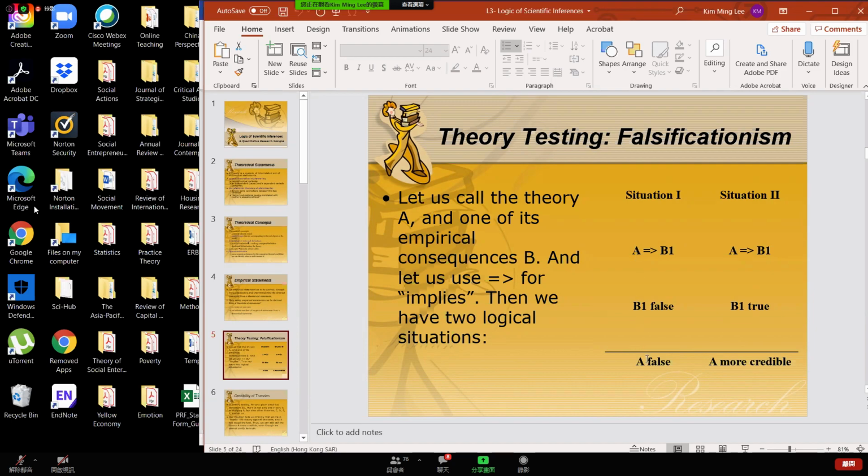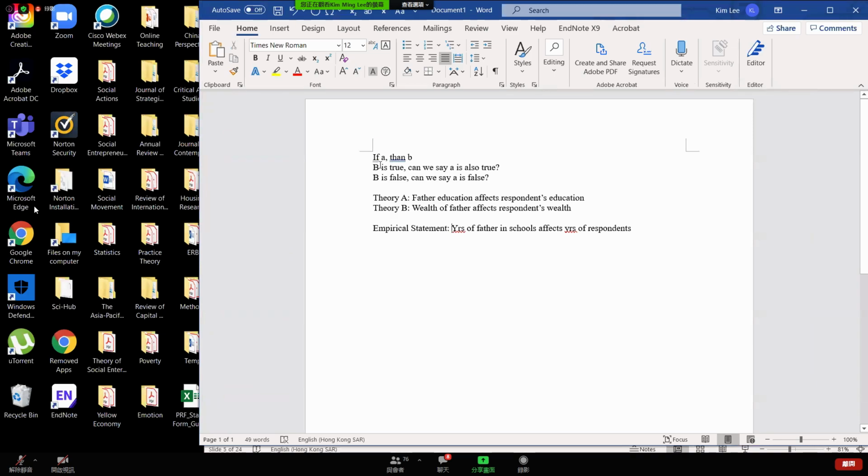But if the empirical statement is true, by logic, we cannot say A is true, because this is not the way logic works. So in the case of A and B, if B is true, we cannot say that A is true too. But if B is false, then we can be certain A is false as well. So in your tutorial, go back and review the deductive logic idea.